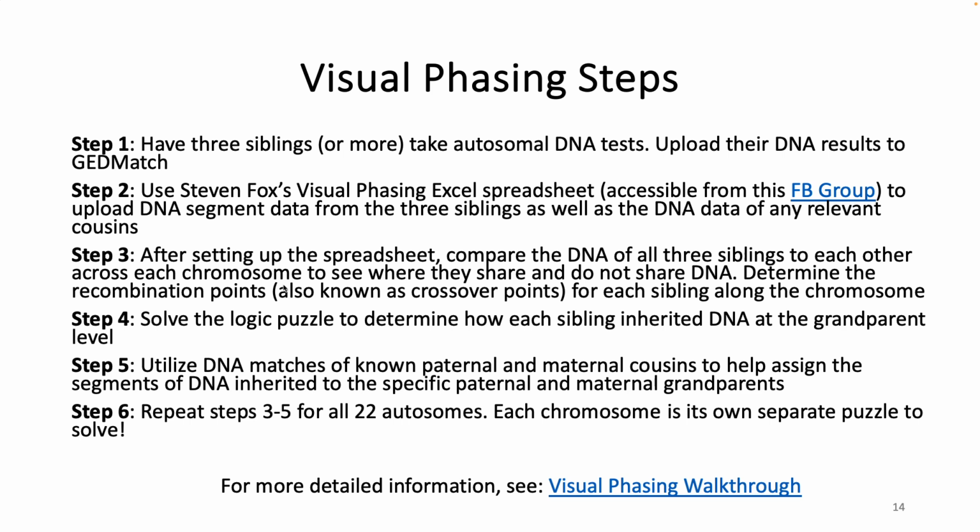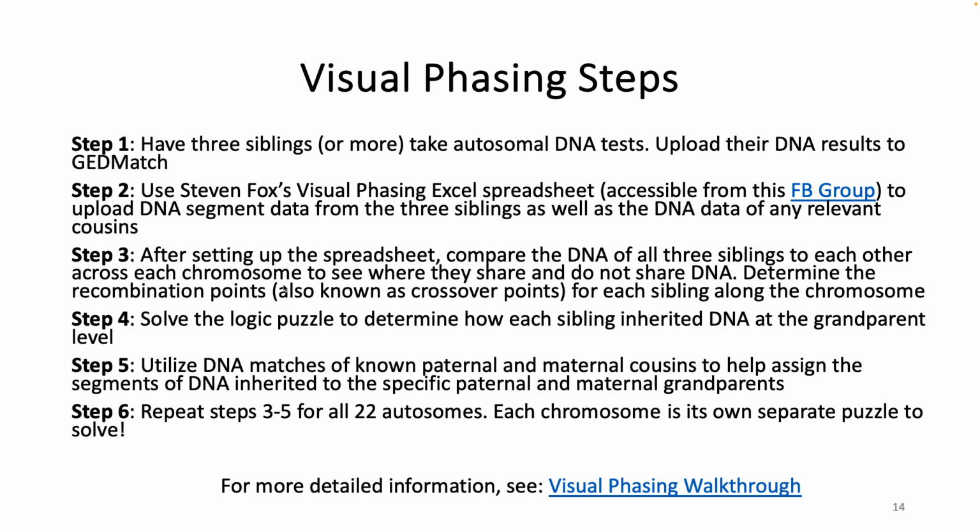Now, you won't know which specific grandparent yet, but you will know that there'll be one grandparent and the other grandparent, one paternal grandparent and the other paternal grandparent, or one maternal grandparent or the other maternal grandparent. Just by comparing the siblings, you'll be able to get to that step in most cases. And then step 5 is you'll utilize DNA matches of known paternal and maternal cousins to help assign the segments of DNA inherited to specific paternal and maternal grandparents.